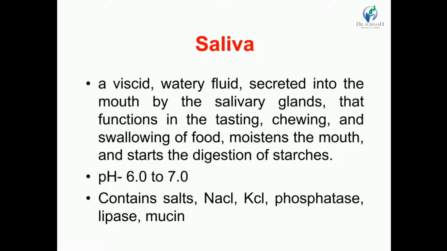Saliva is a viscid watery fluid secreted into the mouth by the salivary glands, and it functions in the tasting, chewing and swallowing of food, as well as moistening the oral cavity, that is the mouth. The digestion of starch starts in the oral cavity itself with the help of saliva, and the component is amylase. While considering the pH of saliva, it ranges between 6 to 7, and it contains certain salts such as sodium chloride, potassium chloride, phosphatases, lipase and mucin.